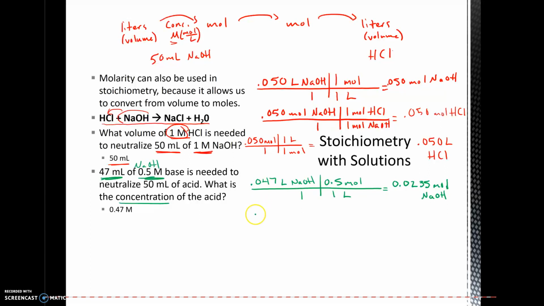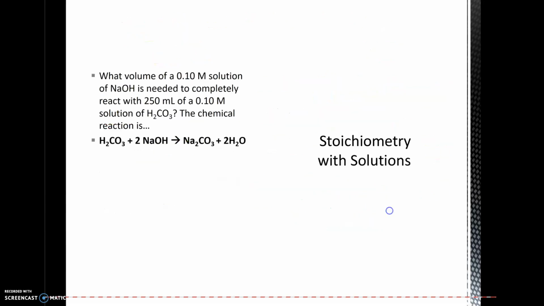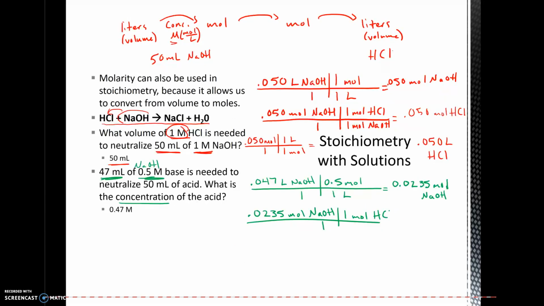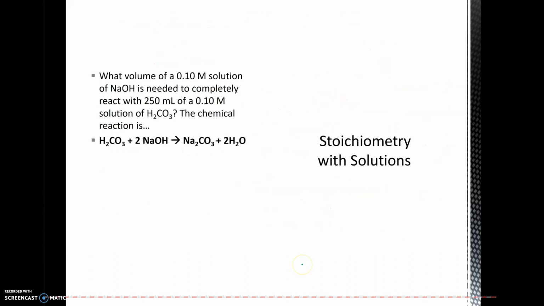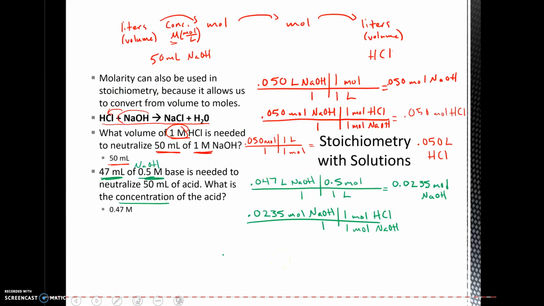We'll then do our mole ratio, and again, that's a 1-to-1. I'll write it out just in case, but I think most of you have figured this step out by now. So we've got 0.0235 moles of sodium hydroxide. We have 1 mole of the hydrochloric acid and 1 mole of the sodium hydroxide from our balanced equation. And times 1 divided by 1, we're going to get 0.0235 moles of HCl.